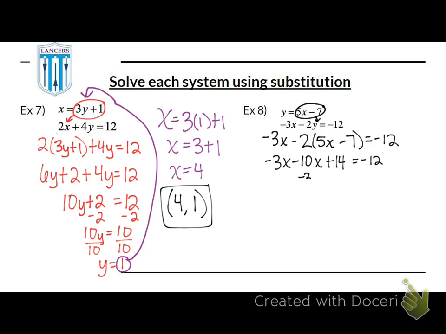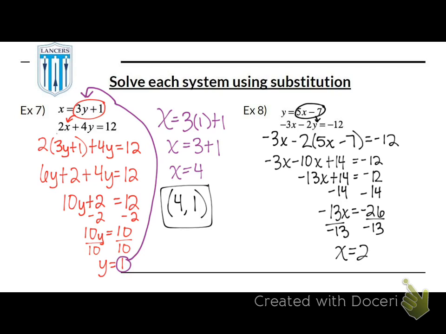Combine like terms. Negative 13x plus 14 equals negative 12. Subtract 14. Negative 13x equals negative 26. Divide by negative 13. So at the very least, I agree that x equals 2. Questions about getting x?